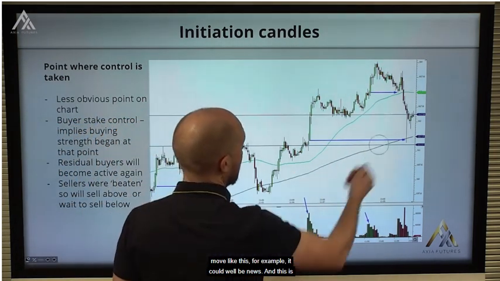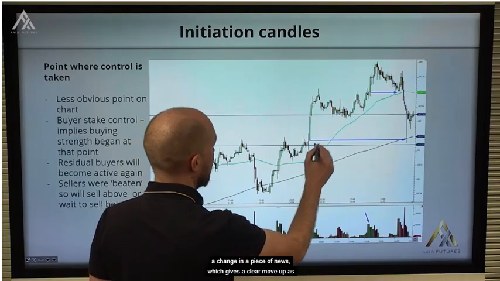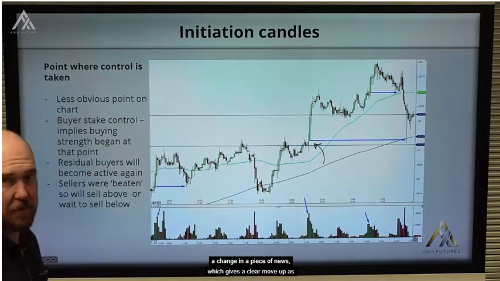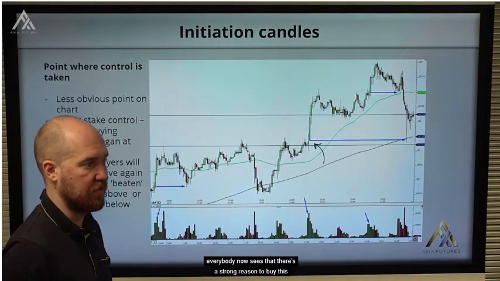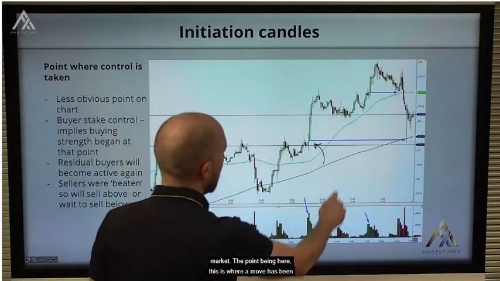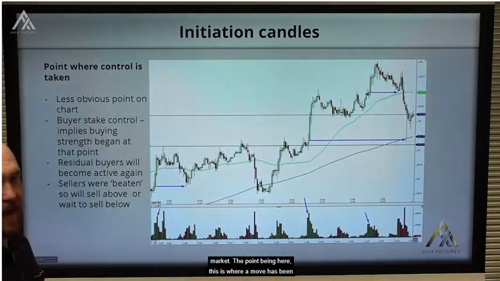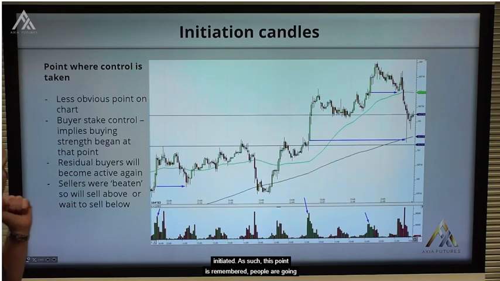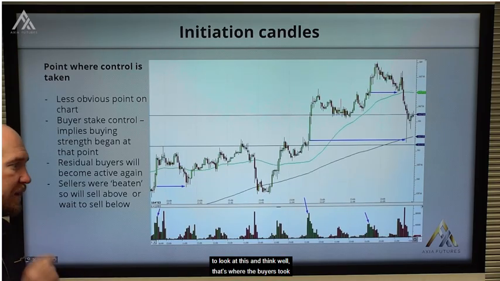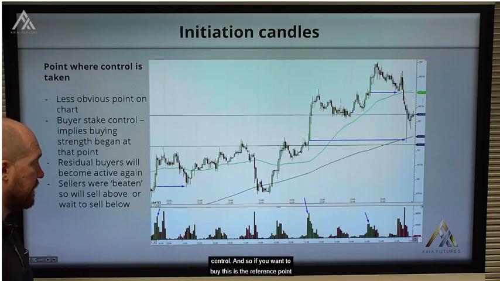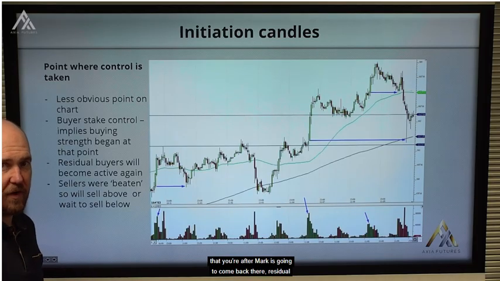It could well be news. And this is a change in a piece of news, which gives a clear move up, as everybody now sees that there's a strong reason to buy this market. But the point being here, this is where a move has been initiated. As such, this point is remembered. People are going to look at this and think, well, that's where the buyers took control. And so if you want to buy, this is the reference point that you're after.